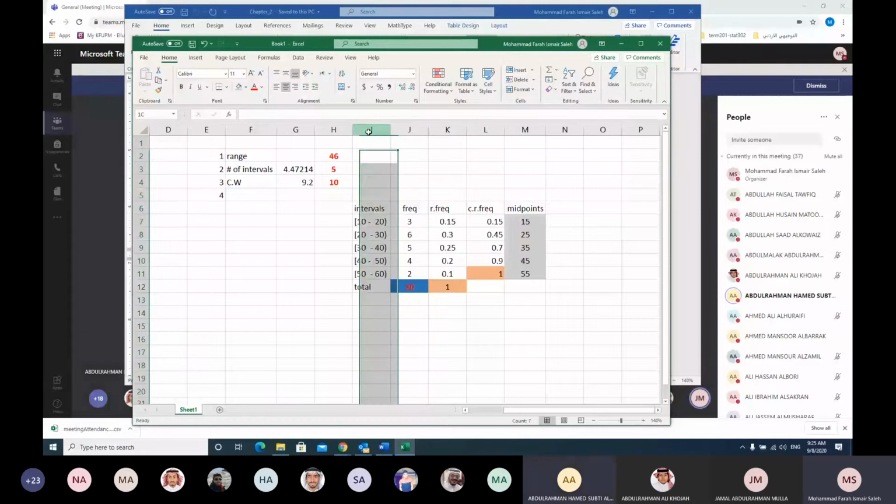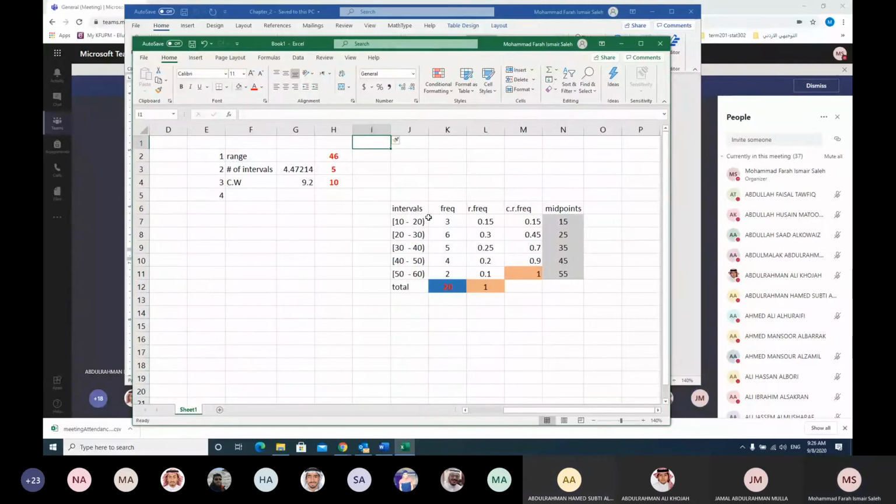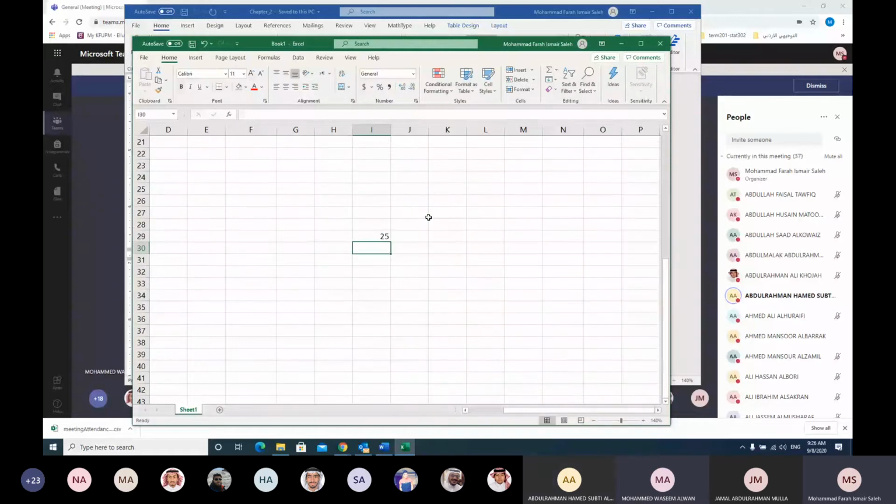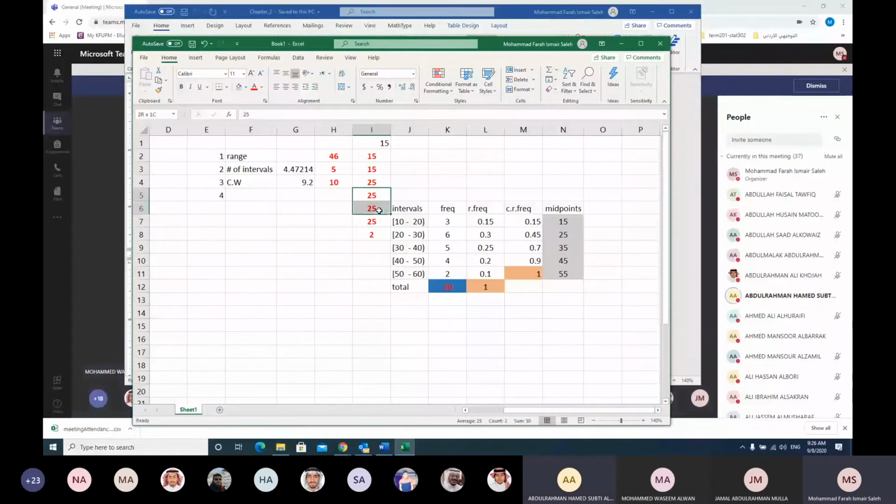Can you give me these? Let me insert them. The first day is around 15, the second 15, the third 15. Next, 25. How many 25s? 6 times. So we have 25 six times.